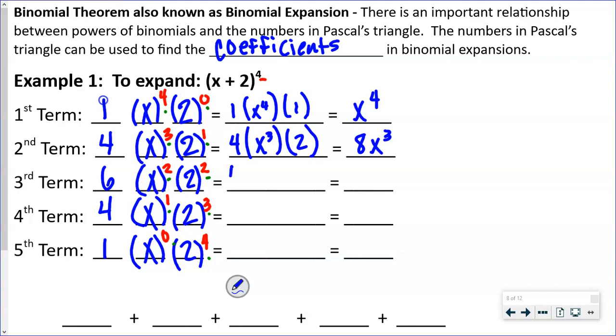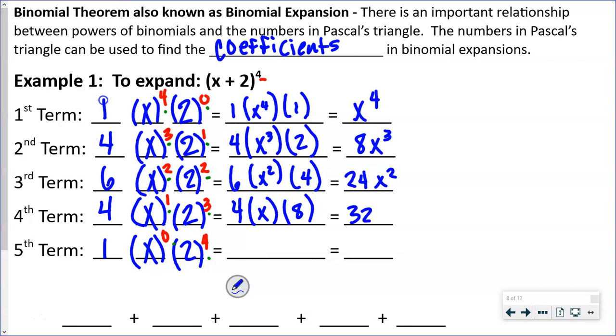Now we're going to do again our 6, and now we have x squared, and then 2 squared is 4, so we're going to do the 6 times 4, so that's going to be 24x squared. Now we've got 4 here, times our x to the first, right? And then 2 to the third, 2 times 2 is 4, times another 2 is 8, so 4 times 8 is 32, so that's going to be just 32x.